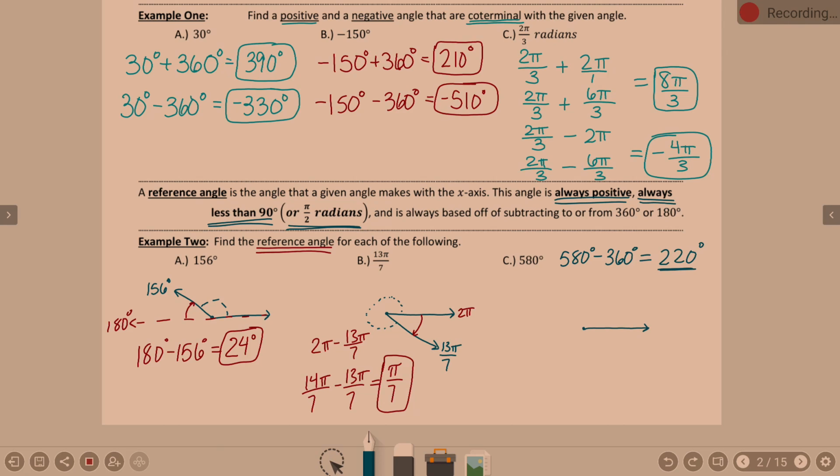Although, did that come up in the video yesterday or not? Quadrants? No? Oh, okay. I couldn't remember which videos.